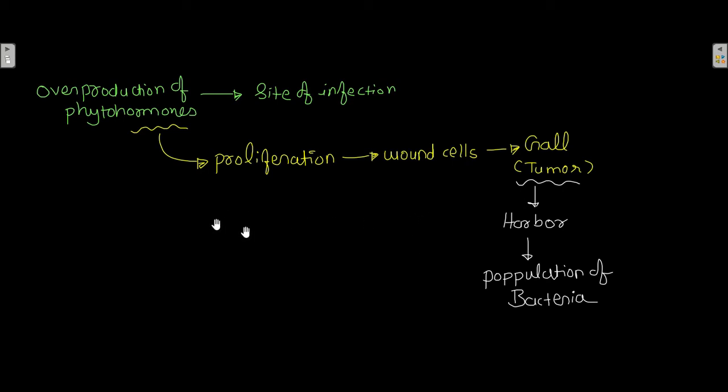The bacteria will infect. At the site of infection, there will be proliferation of the wound cell because there is overproduction of phytohormones, and that whole structure, that tumor, will be produced, which is known as gall, and in that tumor the population of bacteria will then grow. Okay, so this is how the crown gall disease is happening.